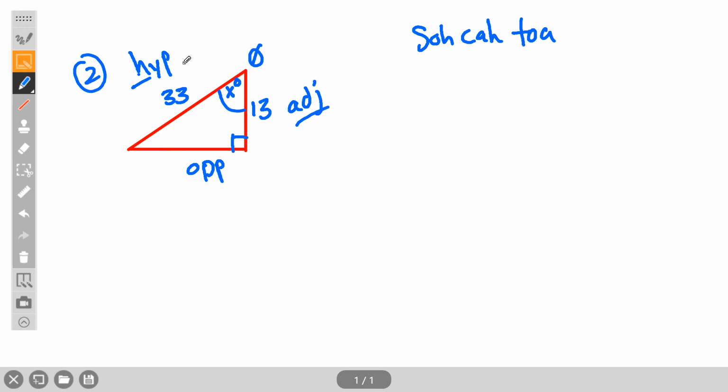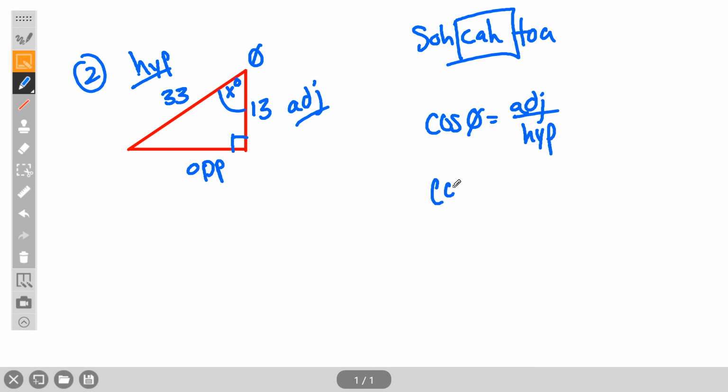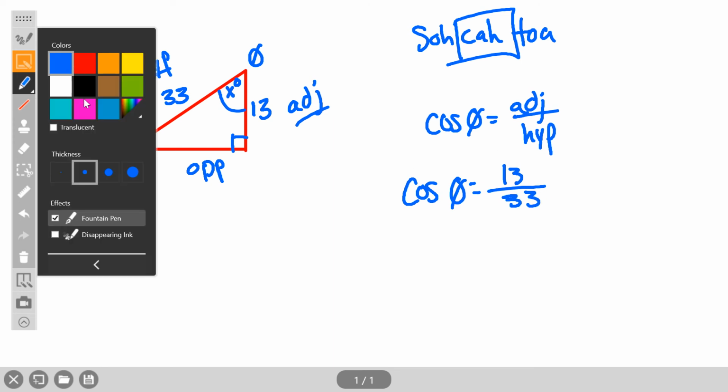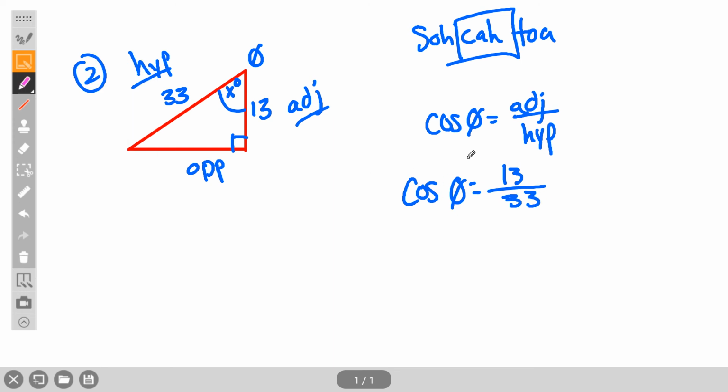Okay, so we have the adjacent, we have the hypotenuse. Adjacent and hypotenuse is cosine. So we know that cosine theta is equal to the adjacent over the hypotenuse. That's the trig ratio. Okay, so we have cosine of x degrees, which is the value of theta. Actually we could just leave it as theta, because we can calculate theta. Cosine theta is equal to adjacent over hypotenuse, so adjacent is 13 over the hypotenuse 33.